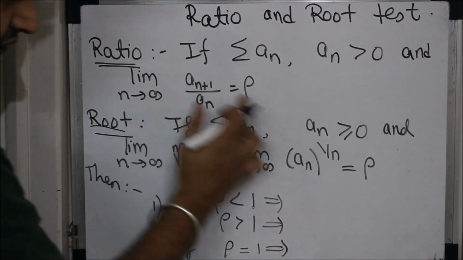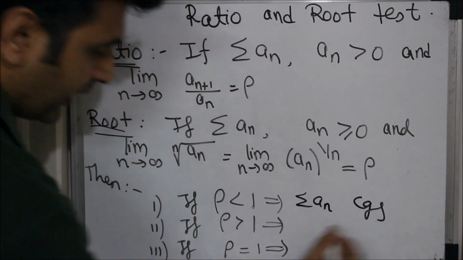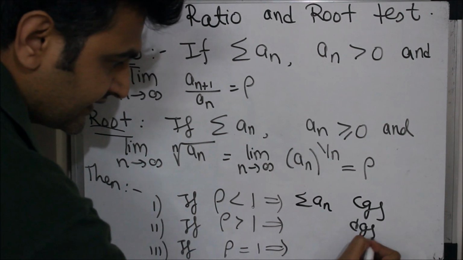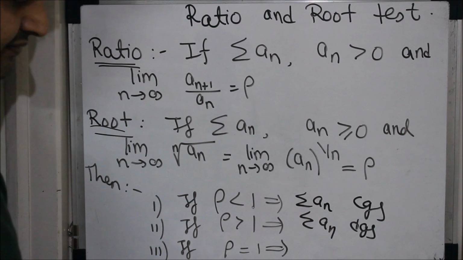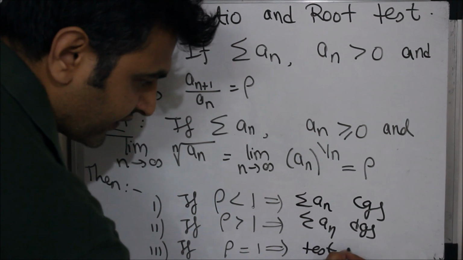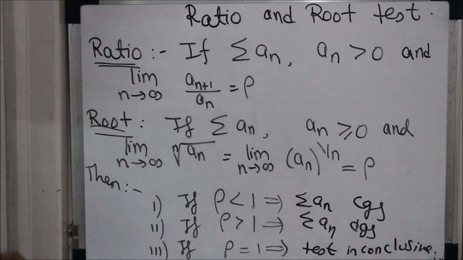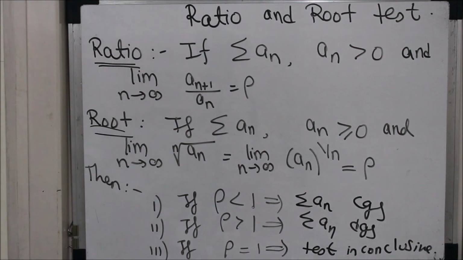Then what do both tests conclude? In both cases, if your rho is less than 1, then your series converges. If your rho is greater than 1, then the series diverges. And if rho comes out to be 1, in either case, then the test is inconclusive. That means you cannot conclude anything. So this is what the root and ratio test says. If the limit of the ratio a_(n+1) upon a_n is rho, and rho is less than 1, greater than 1 or equal to 1, then the series converges, diverges or is inconclusive respectively. And the same for the root test.